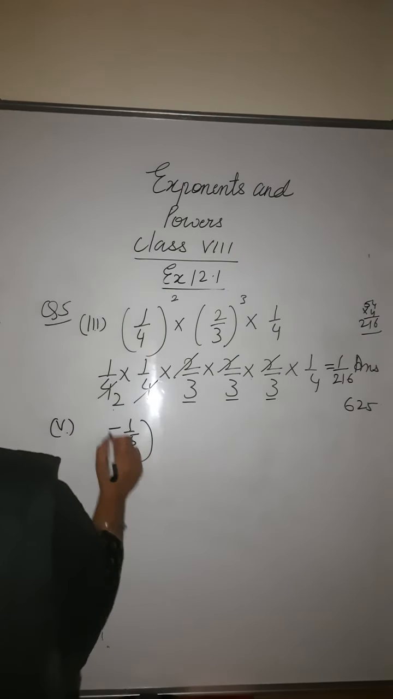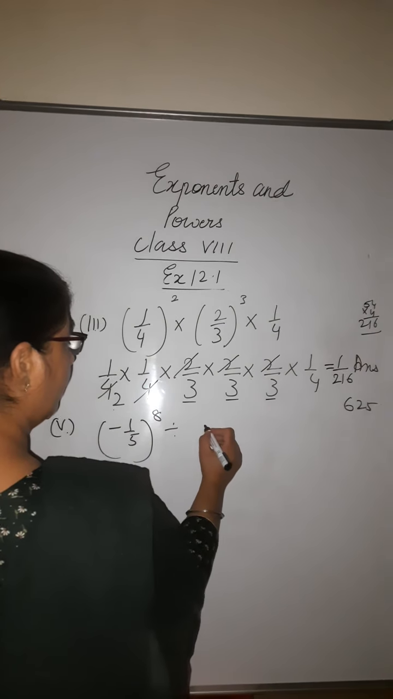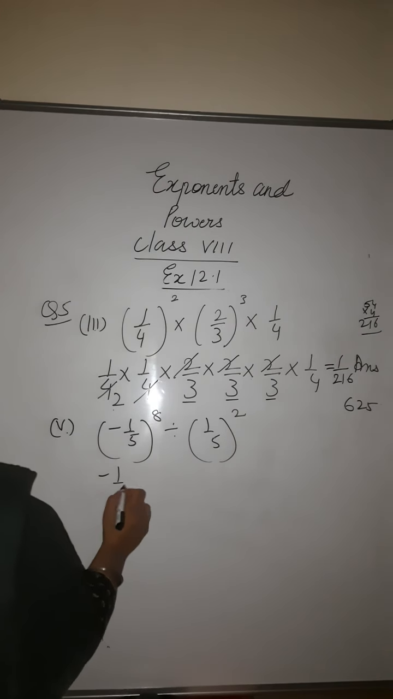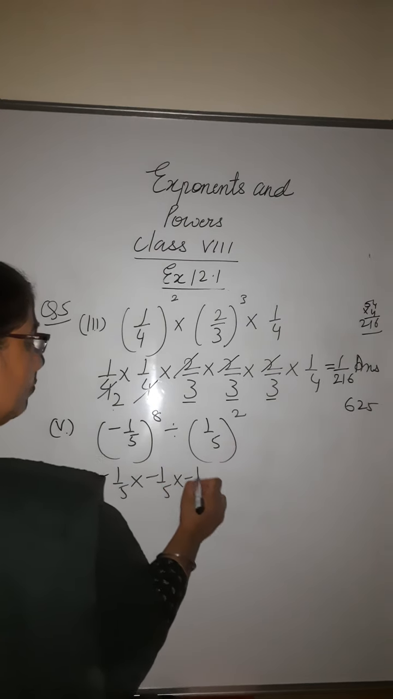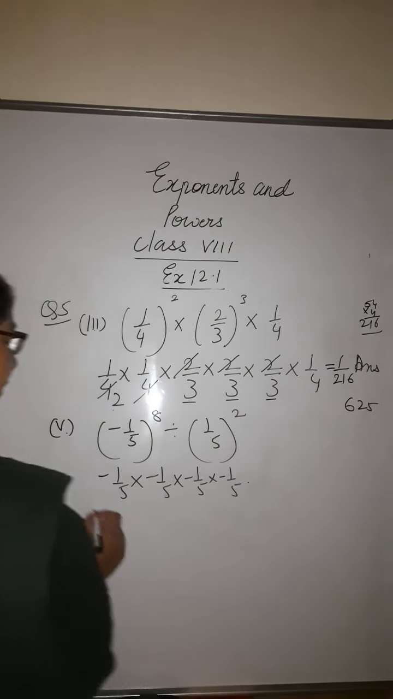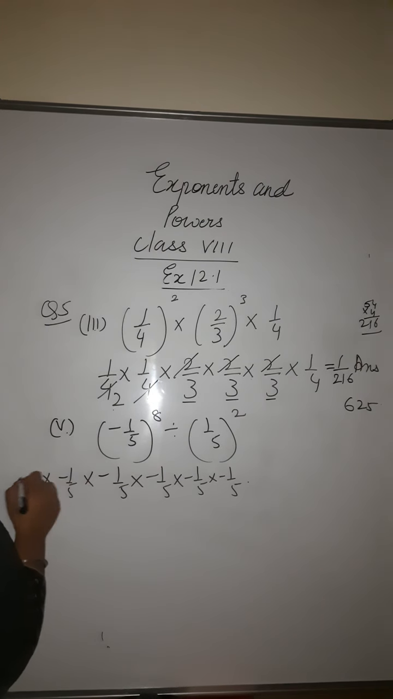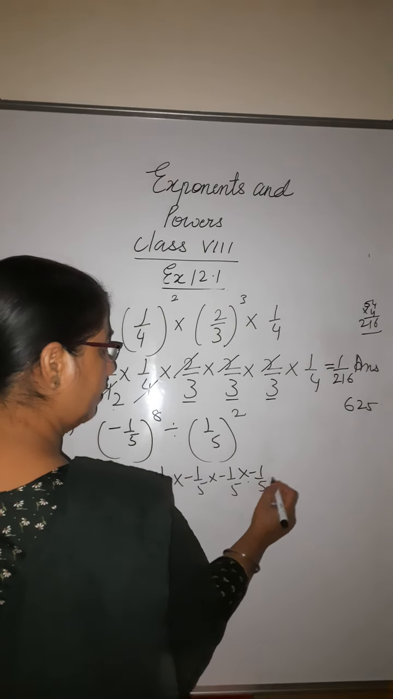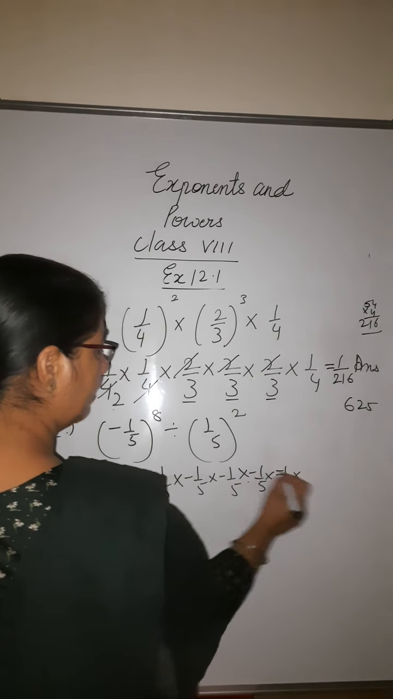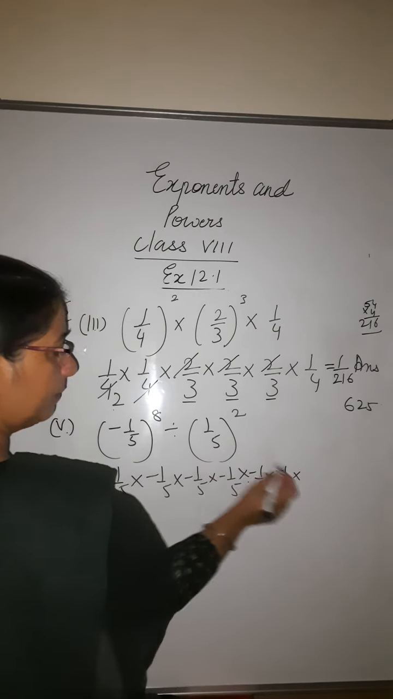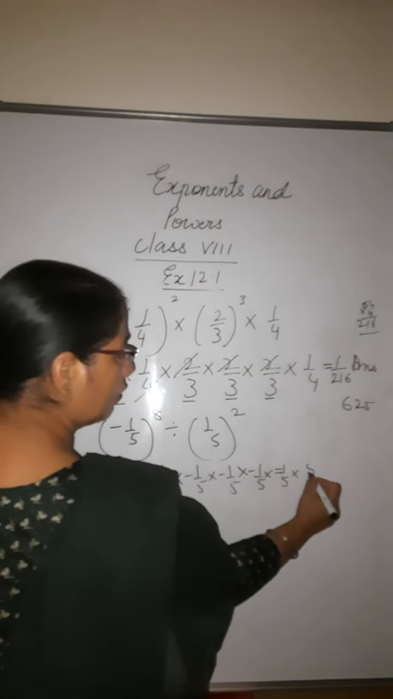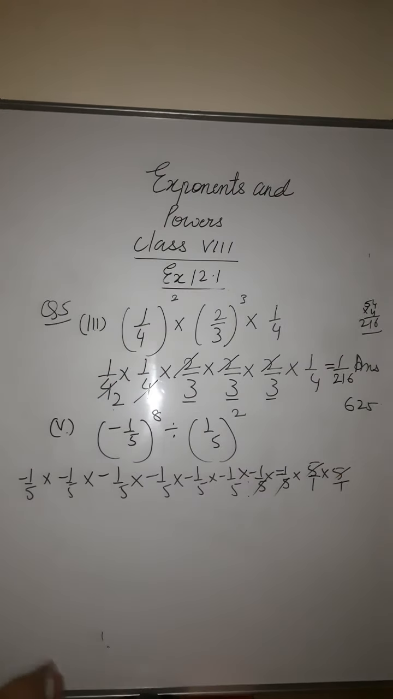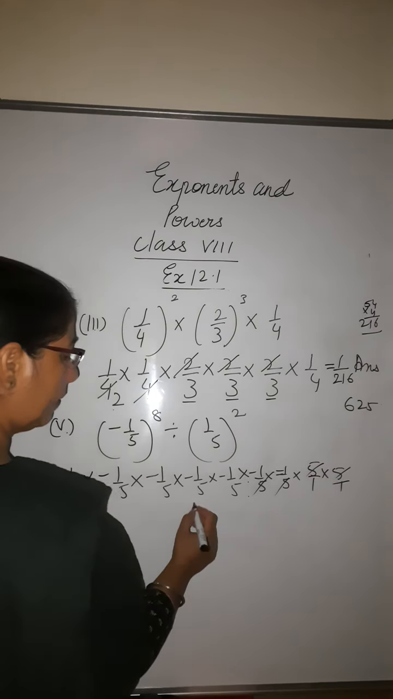So, (minus 1 by 5) power 8 divided by (1 by 5) power 2. We have to solve it. Minus 1 by 5 into minus 1 by 5 into minus 1 by 5 into minus 1 by 5. How many times will this be opened? First of all 8 times. 1, 2, 3, 4, 5, 6, 7 and 8. And then the divide will be changed to multiply, and we will take the reciprocal of the second one. It will be 5 by 1 and 5 by 1. So these two 5s will get cancelled off. And minus 8 times will become plus.